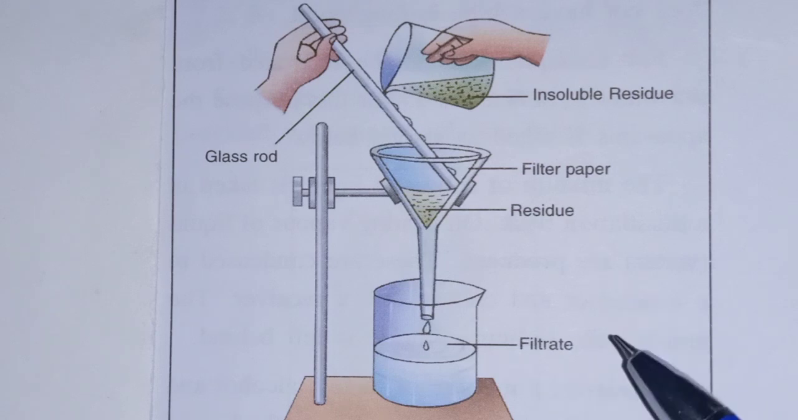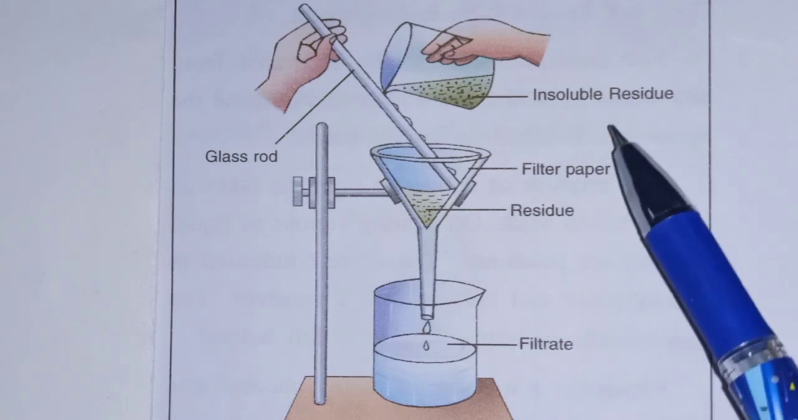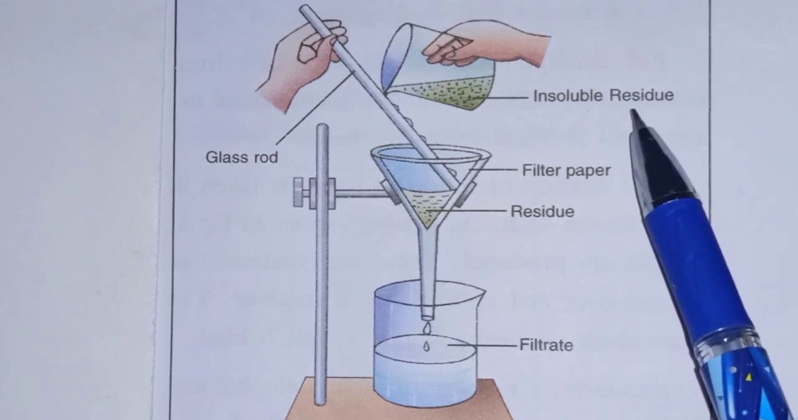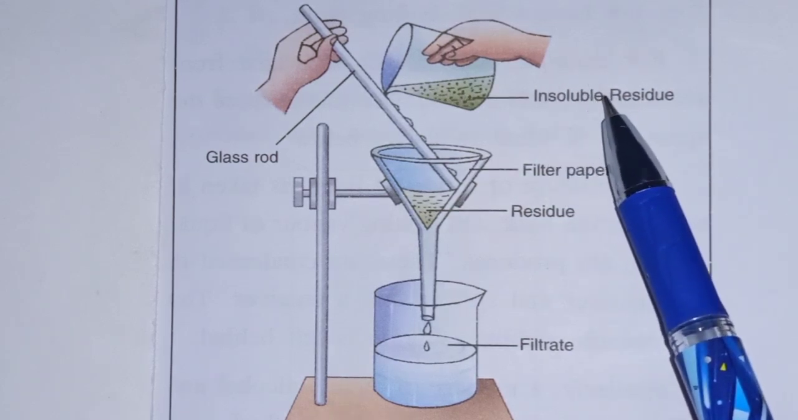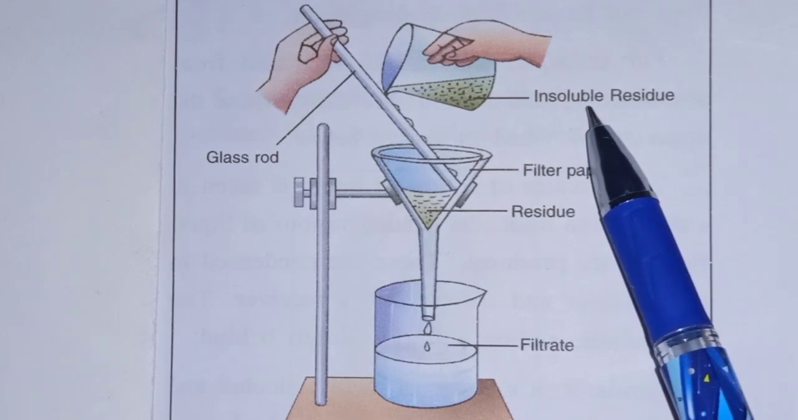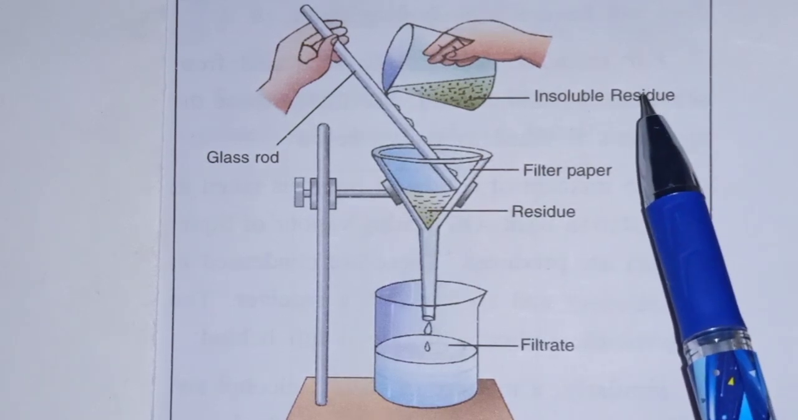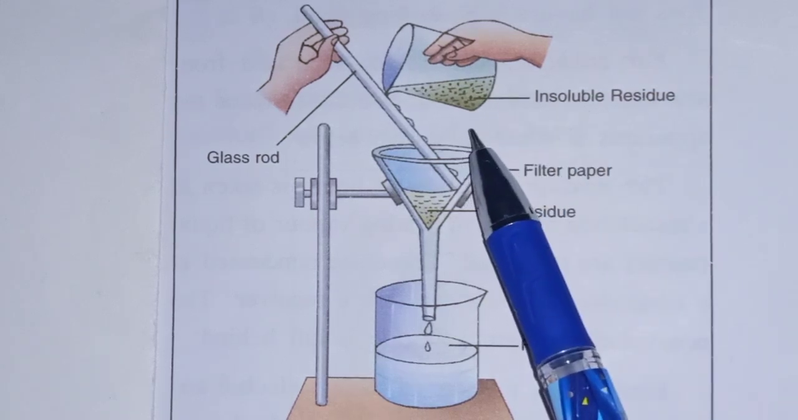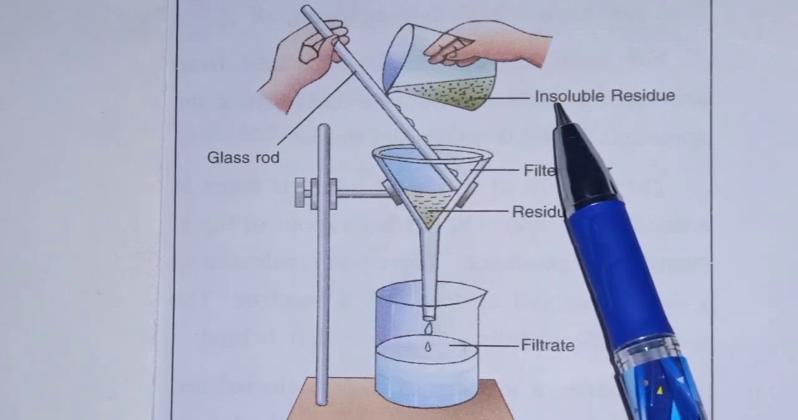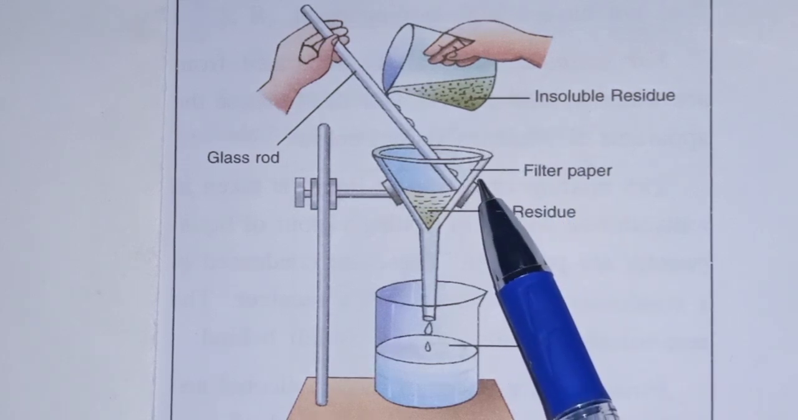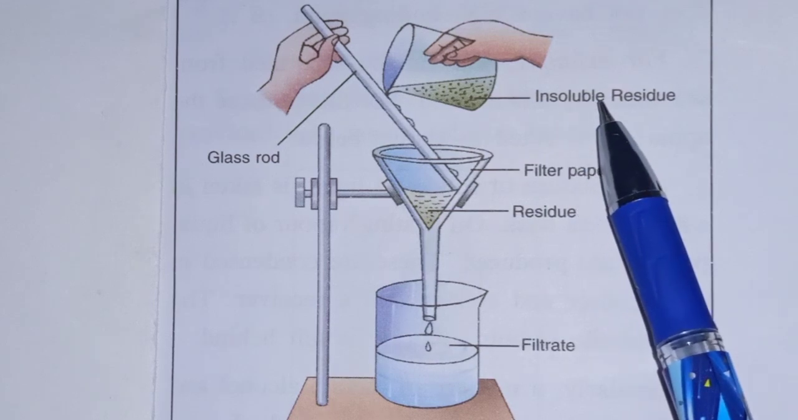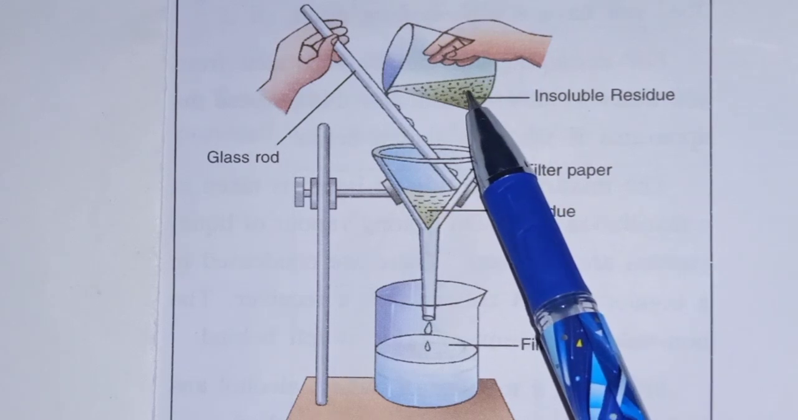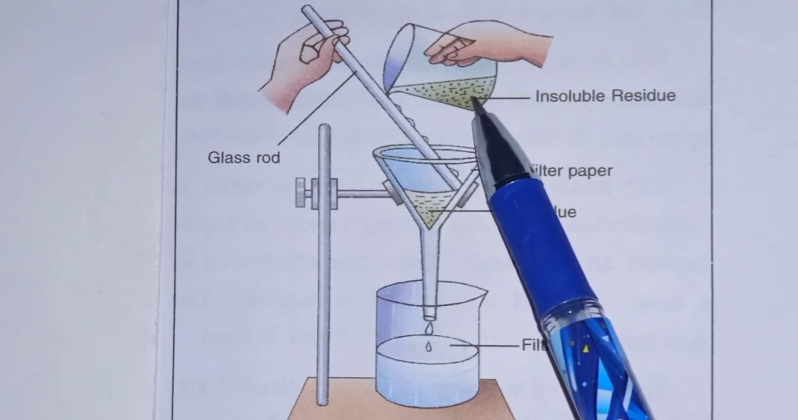Now next is the filtration process. What we are taking is an insoluble residue present in a mixture. One component must be solid and the other must be liquid. So when there is a solid-liquid mixture in which the solid is insoluble, only then will you do filtration. If the solid is soluble, you will not be able to do filtration. What we are doing is taking a mixture of insoluble solid and water.